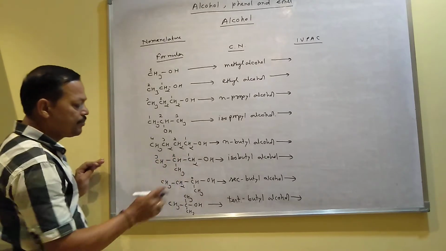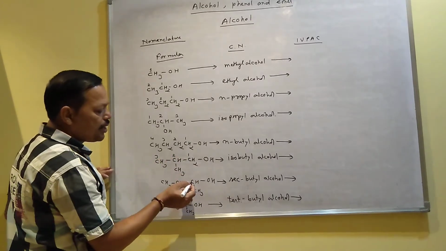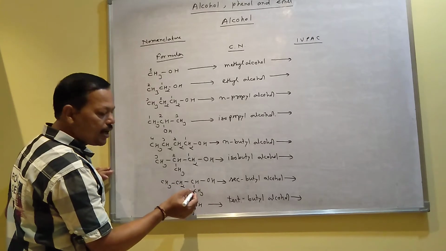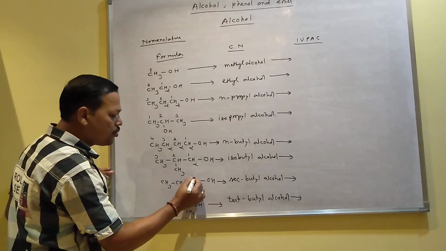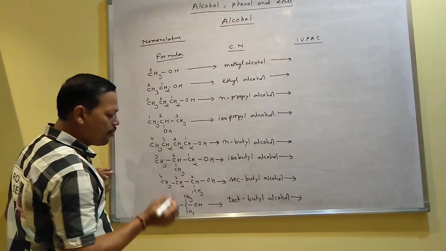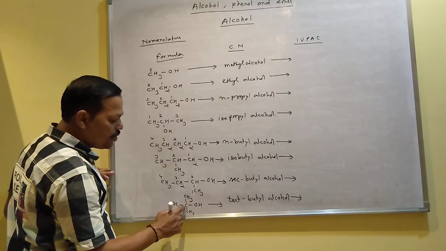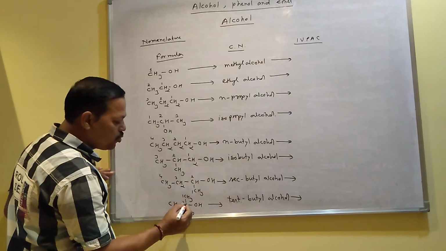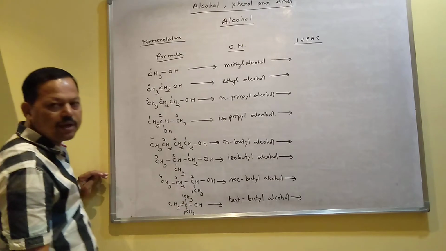This is branching. Here this carbon is not terminal, this is the terminal carbon, so numbering should be from this position: 1, 2, 3, 4. And here this carbon is not terminal, that's why 1, 2, 3. 3 carbons you will get.